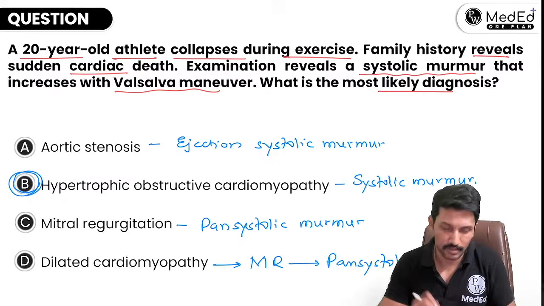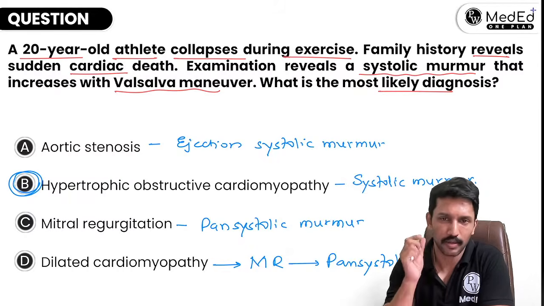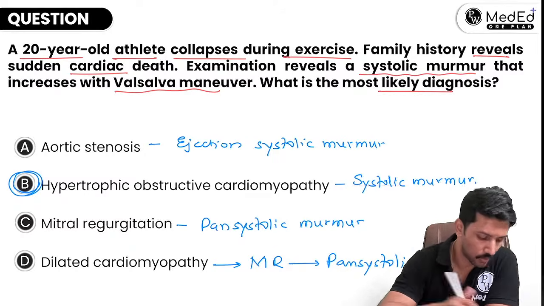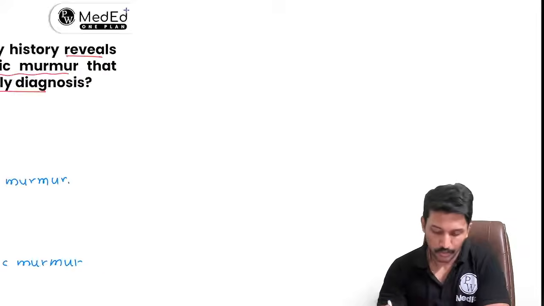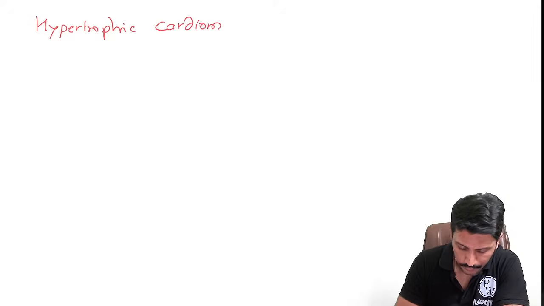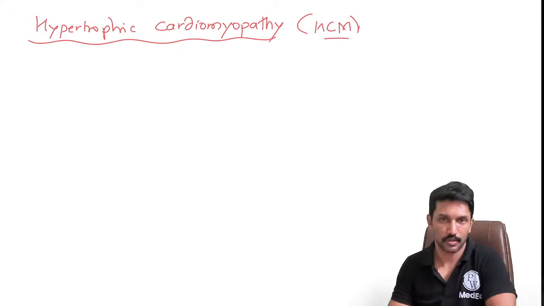So what makes you think that this is about HOCM? Yes, one clue is athlete. That's a repeatedly used template by the examiners. Any other clue that makes you think that this is about HOCM? So remember, HOCM is a subset of hypertrophic cardiomyopathy. So we'll talk a little about hypertrophic cardiomyopathy. So what is this hypertrophic cardiomyopathy or HCM? It is an inherited disorder.